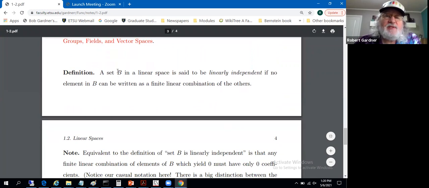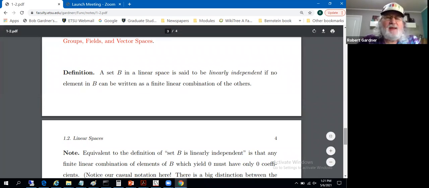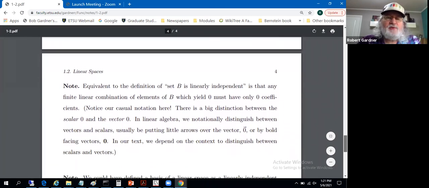A set B, that'd be a set of vectors in a linear space, is said to be linearly independent if no element of B can be written as a finite linear combination of the others. All right, possibly a definition you encountered in sophomore linear algebra, certainly a concept that you should be familiar with from sophomore linear algebra, but maybe not quite the definition you had of linearly independent. So let's resolve that.